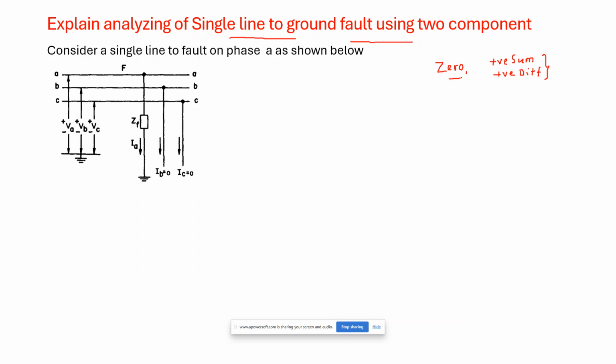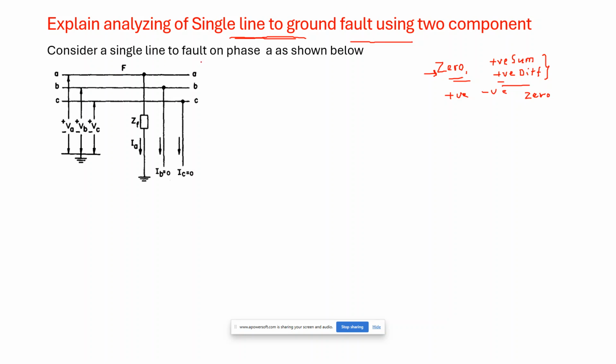Now these two networks, the zero sequence network and the positive sum or positive difference network, how are they connected for this single line to ground fault? That is what we want to investigate. In the three component method we have seen that the positive, negative and zero networks are all connected in series. But now we want to investigate how these two networks are connected in the two component theory. Okay, so let us start with this.